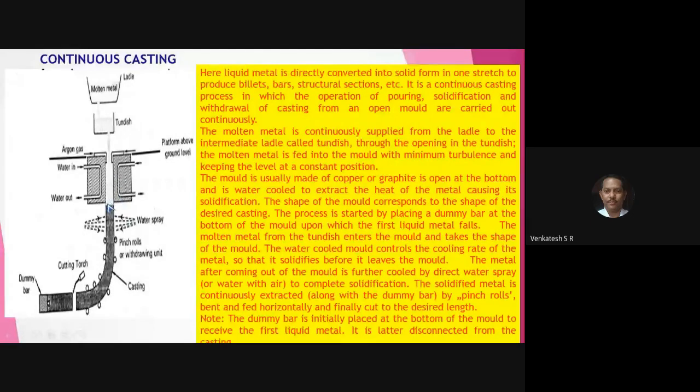When the casting is coming out of the chamber, again cold water is sprayed on the casting, so that it comes down to normal room temperature, and there are rollers which pull the casting in this direction. This is the casting, and here you have the cutting torch. With that, they cut the casting according to the size and length.